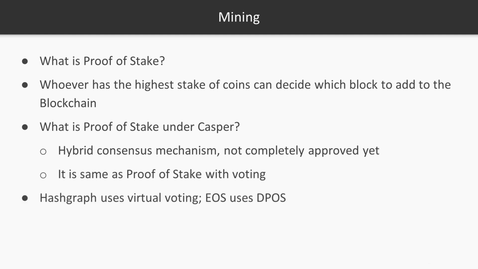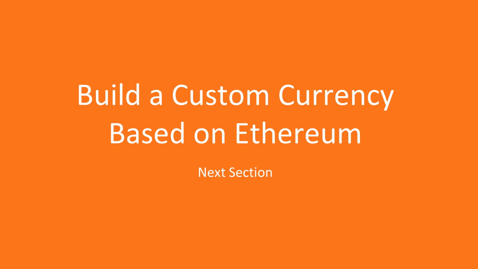Hashgraph uses virtual voting. EOS uses DPoS. Many coins out there use consensus mechanisms other than Bitcoin's or Ethereum's. Currently in 2018, people believe that proof of work is completely outdated. In our next section, we will be discussing how to build a custom currency based on Ethereum.